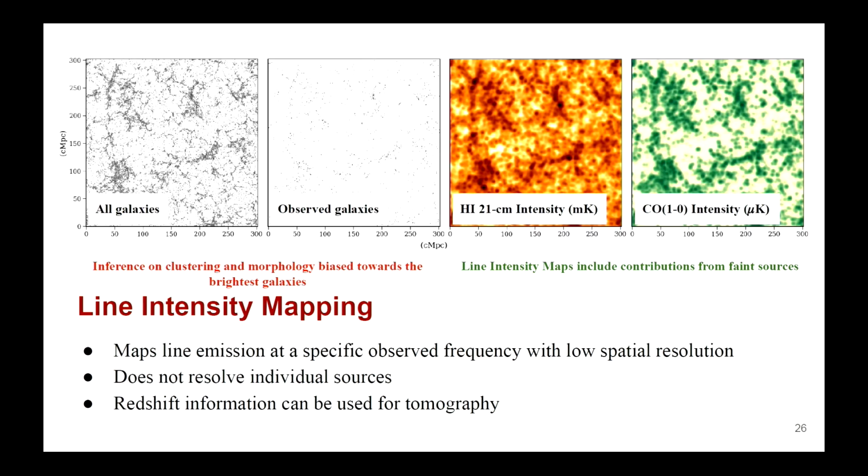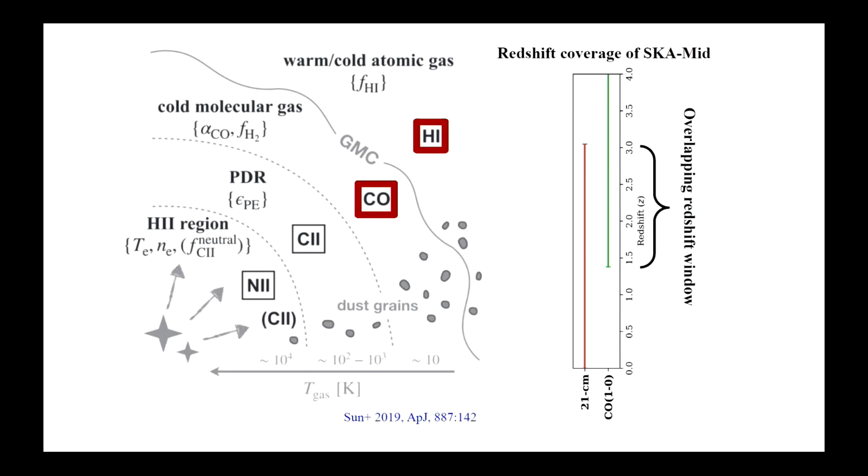On the other hand, if you choose these line intensity maps to do in post-EOR, probably you get a better constraint on your baryon bias essentially. So that's the question we try to address.